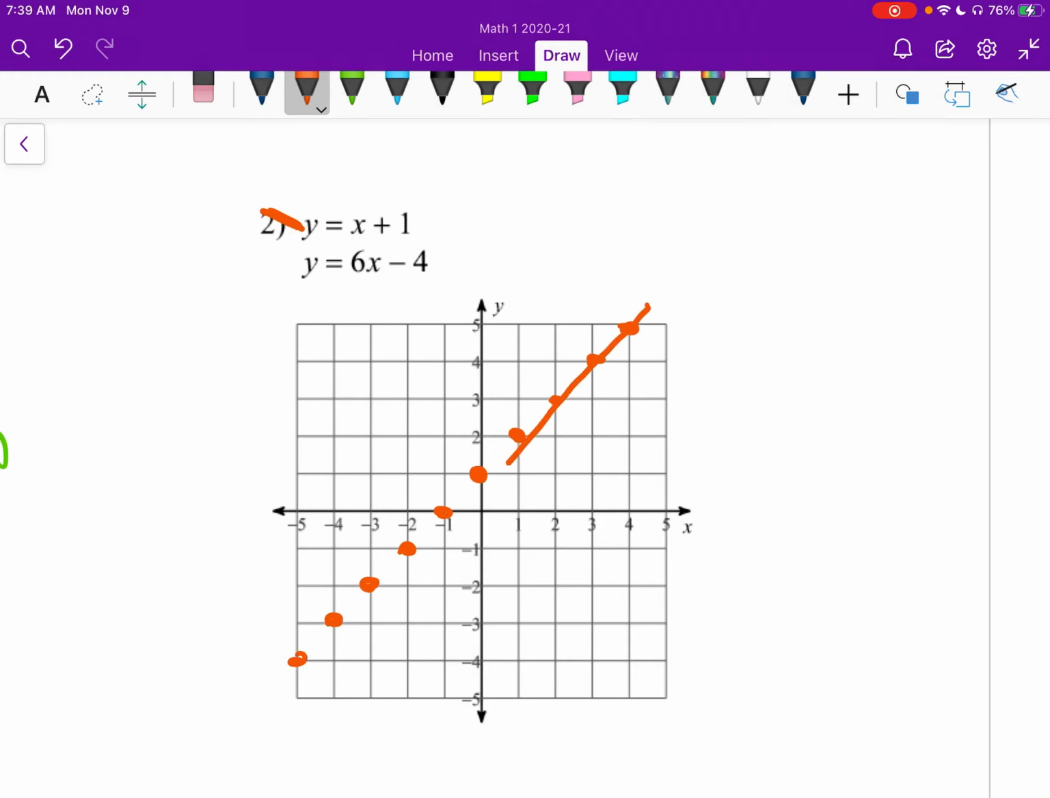So there's my line. Ooh, that's not a very good line, but oh well. Our green line is going to have a y-intercept of negative 4, and it's going to go up 6: 1, 2, 3, 4, 5, 6, and over 1. Now, because I can see where they're going to cross, I'm just going to be done. I'm going to draw my line, and I now need to list that point. What is that point? It is at (1, 2).